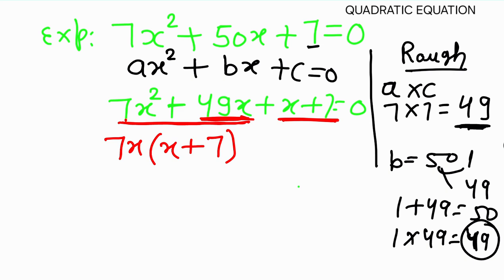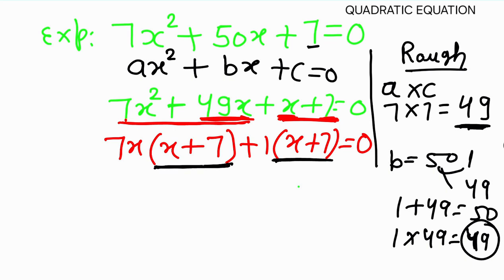In the second part, x and 7: no x is given with the 7, so x is not common. No constant is with the 1, so no constant is common. In that case, we take 1 as common and x plus 7 stays as it is in the bracket. Now we can see x plus 7 and x plus 7 are equal factors between the first two terms and the second two terms.